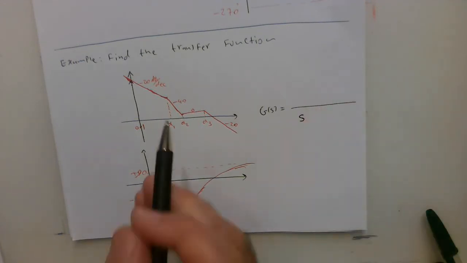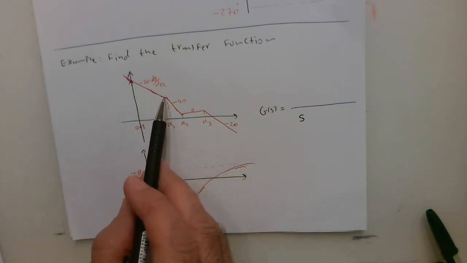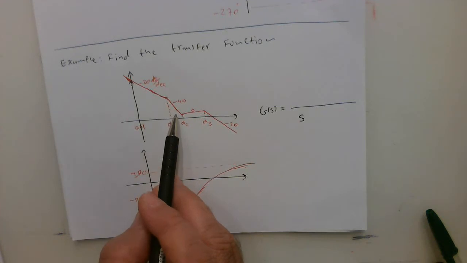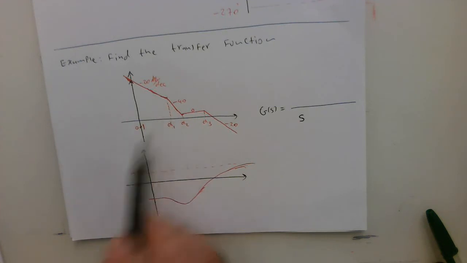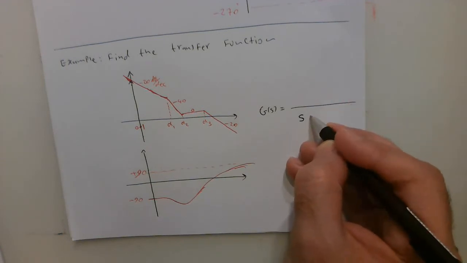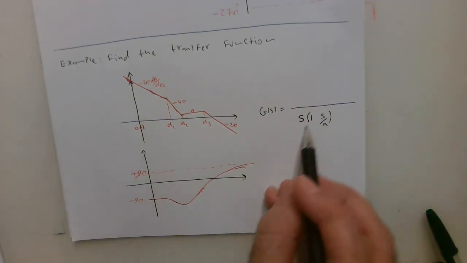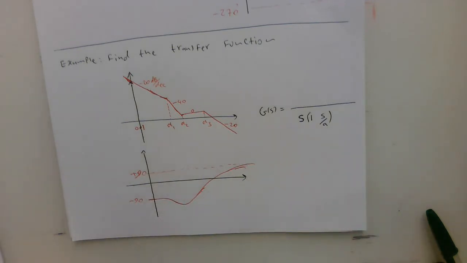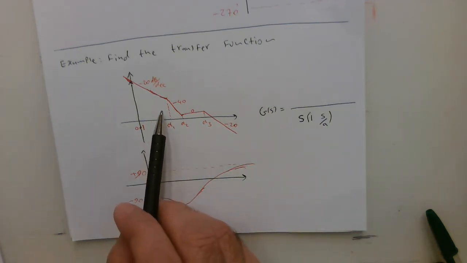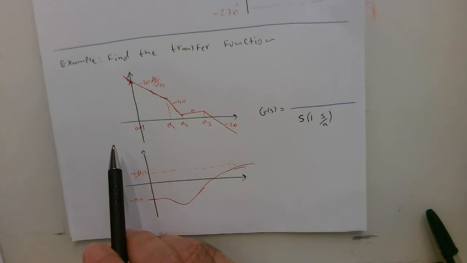The next point is that at s equal a1, or omega equal a1, the slope has changed from minus 20 to minus 40. Therefore, a1 is a pole because it is decreasing the slope of the magnitude. So we have 1 over (1 plus s over a1). I don't write the sign here because I still don't know if this pole is non-minimum phase or minimum phase. We don't know if it is on the left side or on the right side.